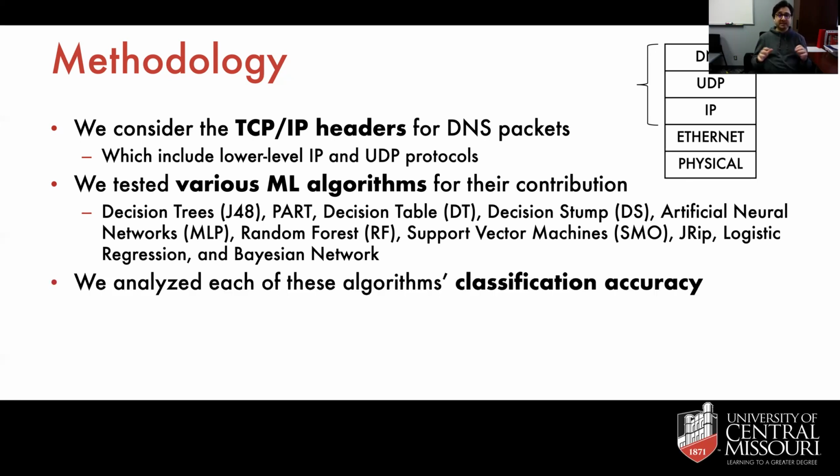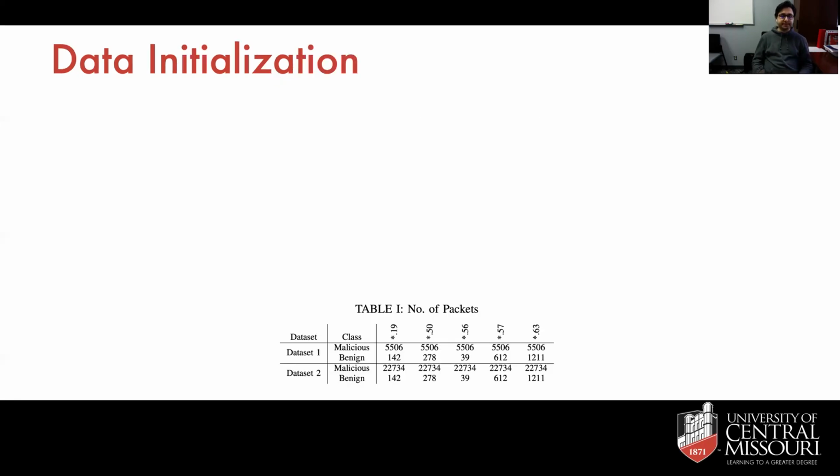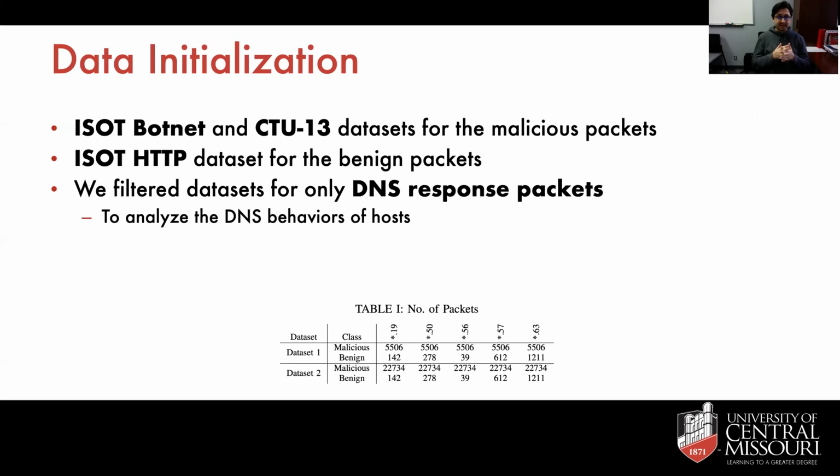We analyzed each of these algorithms' classification accuracy, and we analyzed the one that generated the highest accuracy in each case throughout our research. So we used the ISOT, botnet, and the CTU13 datasets for the malicious packets, and we used the ISOT HTTP dataset for the benign packets. And we filtered datasets for only DNS response packets because we want to analyze the DNS behaviors of the hosts. So therefore, we only considered the DNS response packets.